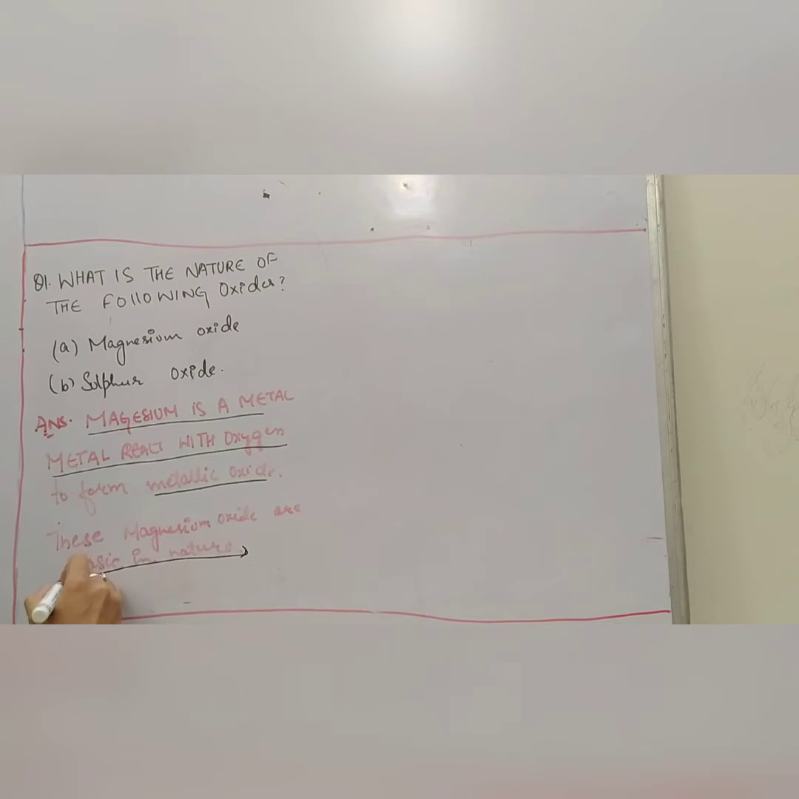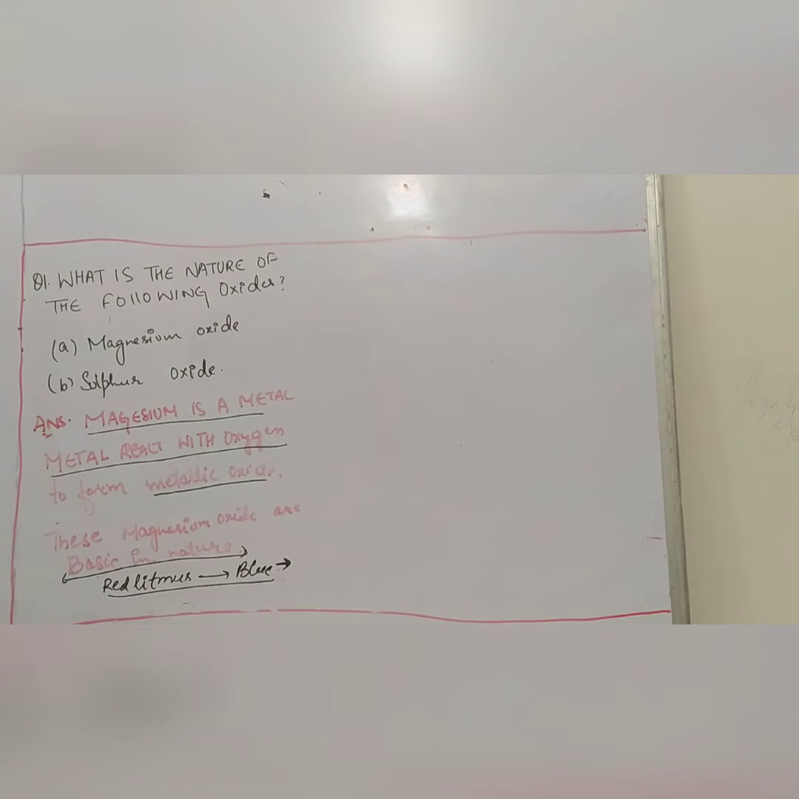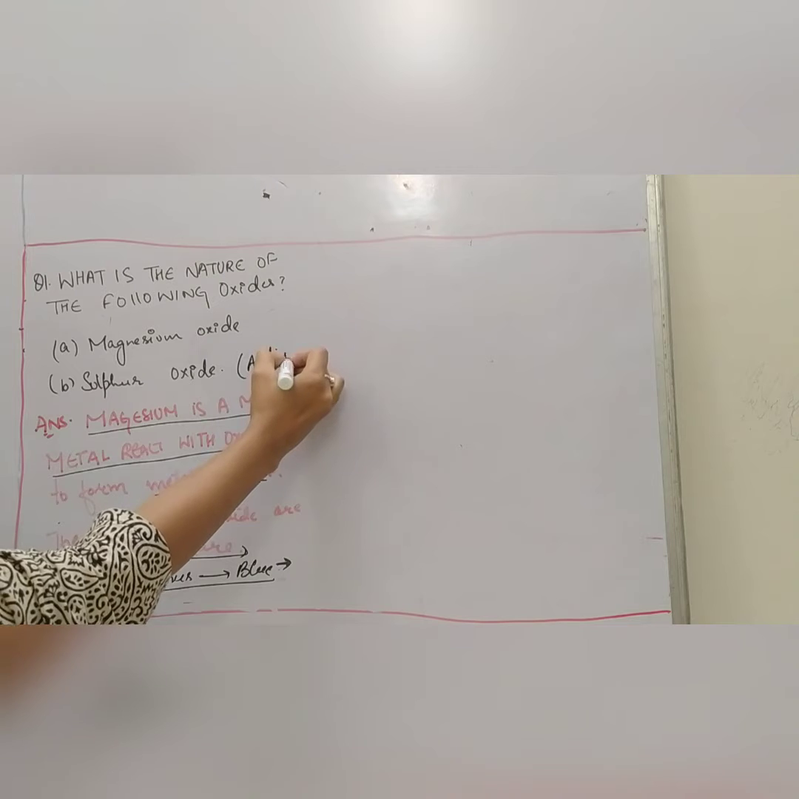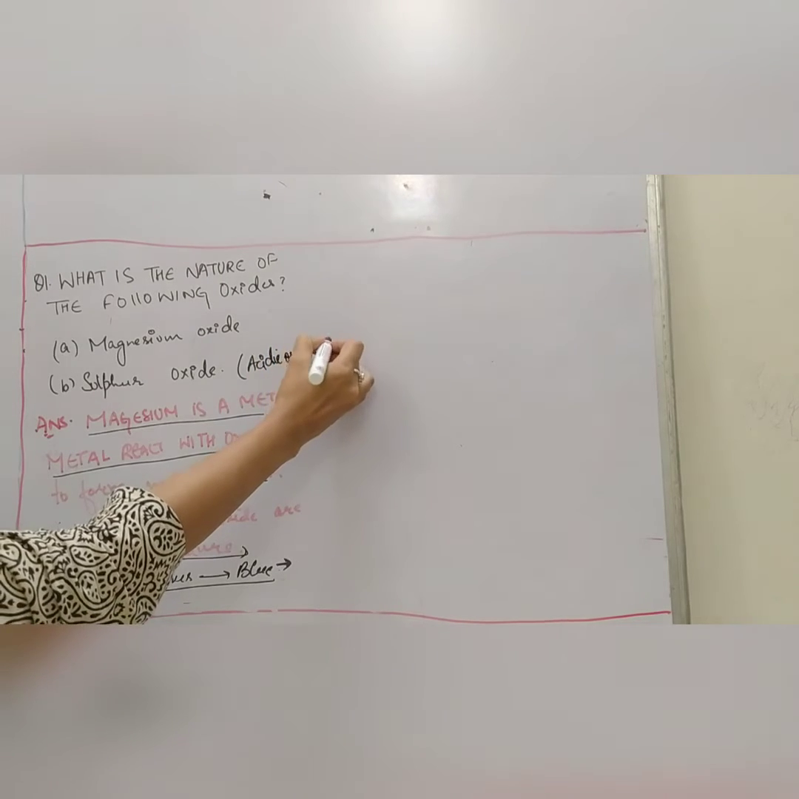And we know how to check the nature of oxide. When your red litmus turns to blue, then we'll say that your given oxide is basic in nature. Right, now your next is sulfur oxide. Is it acidic in nature or basic in nature?